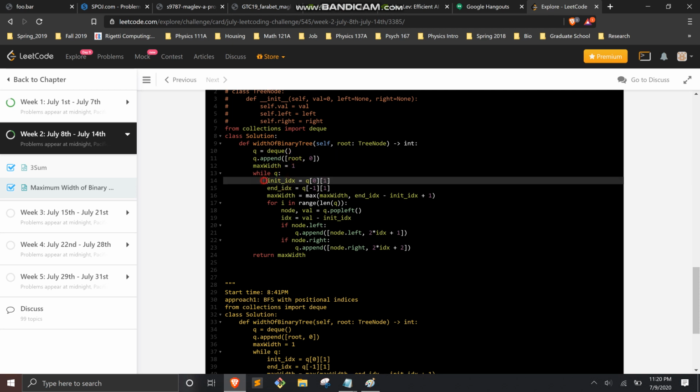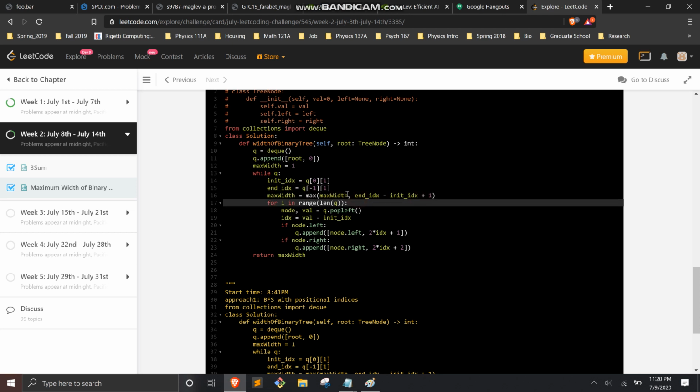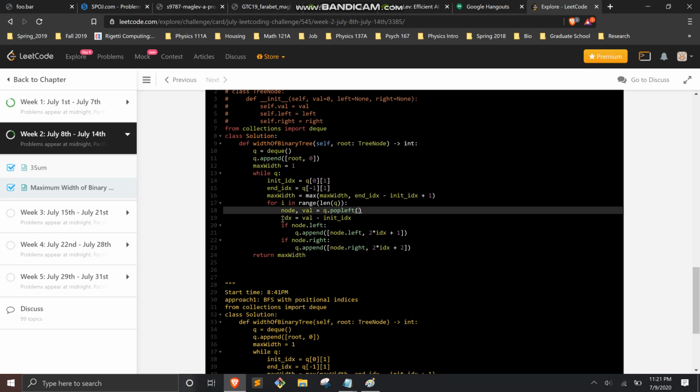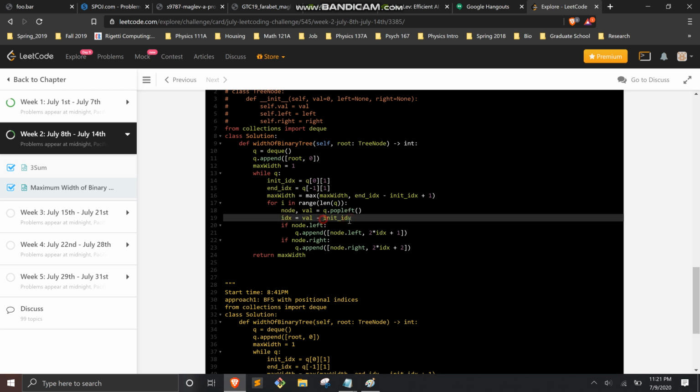So while q, you go through here, so you get the initial index to be the first element in the queue, the end index is the last element in the queue. You update the max width according to those, end index and initial index, and then you go through the nodes and the values popping from the left, and then updating the idx, so this is minus the initial index, so it will keep resetting back to 0 basically. For the right side, it will reset back to not 0, it could be anything, it could be 2, 4, whatever.